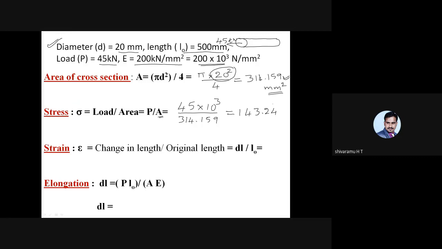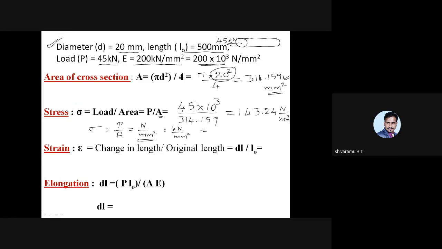It gives 143.24, and the unit for the stress is Newton per millimeter square, because stress is equal to load divided by area. We substituted the load in terms of Newton and the area unit is millimeter square, so the unit for stress is Newton per millimeter square. If you substitute the load in terms of kilonewton, the unit for the stress will be kilonewton per millimeter square.